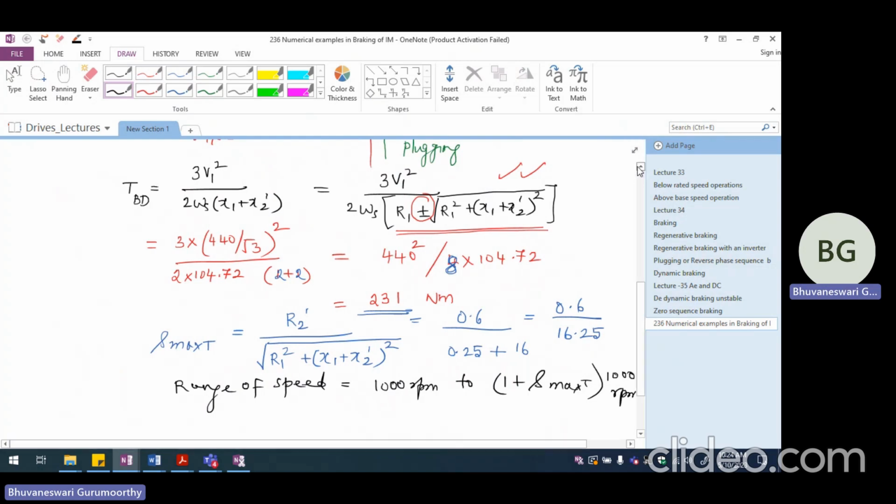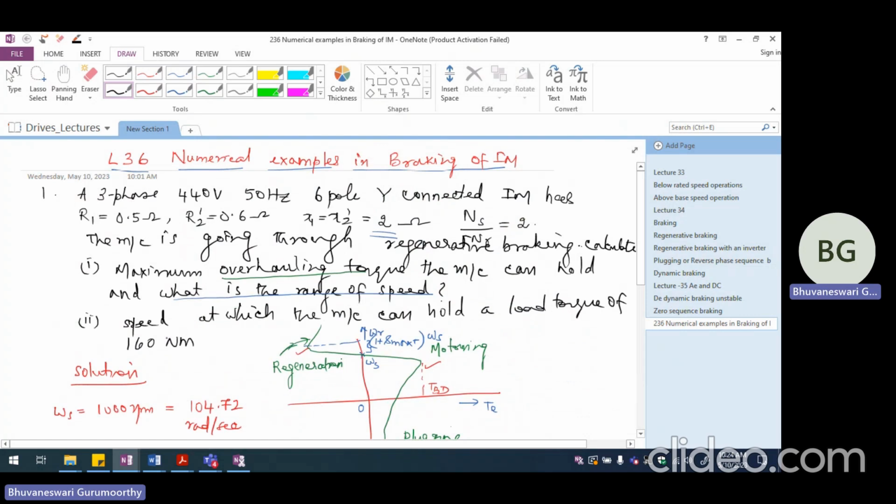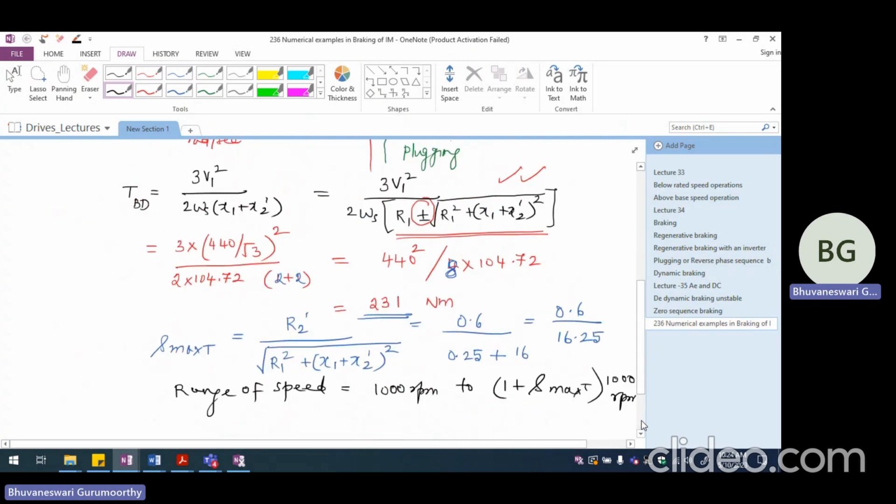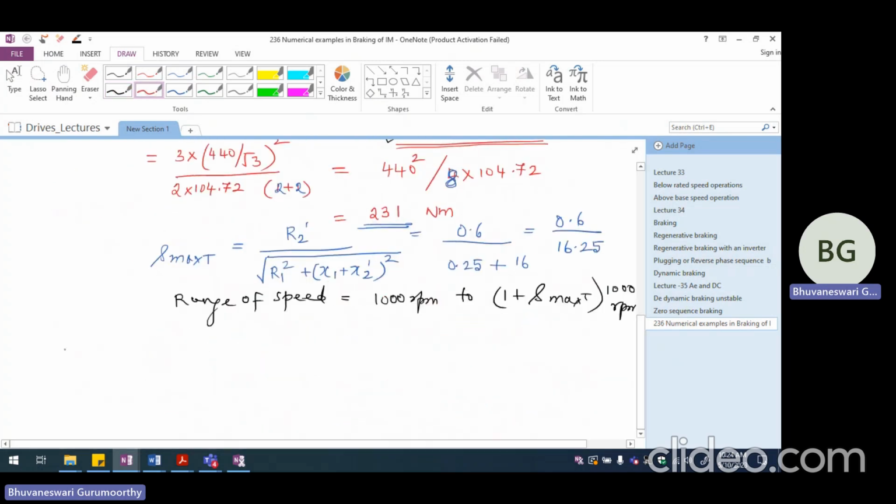Now, the second subdivision, what is being asked is the speed at which the machine can hold a load torque of 160 Newton meter. So the load torque is 160 Newton meter. And because it's an overhauling torque and it is a regenerative braking operation, it will be actually minus 160 Newton meter. Okay. So under this condition, we have to write the expression as the electromagnetic torque, what we develop, that has to be minus 160 Newton meter.